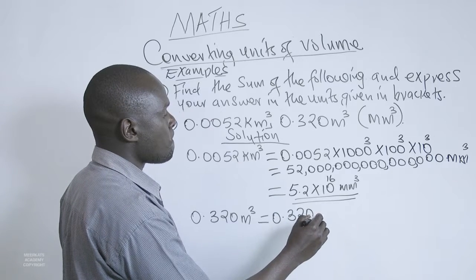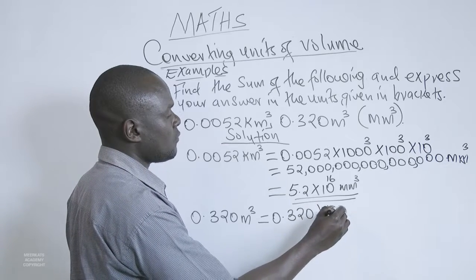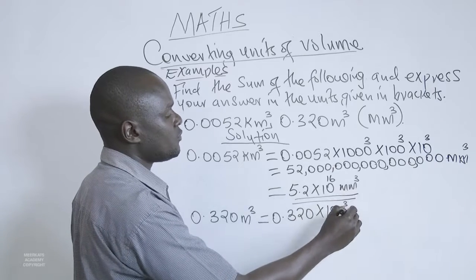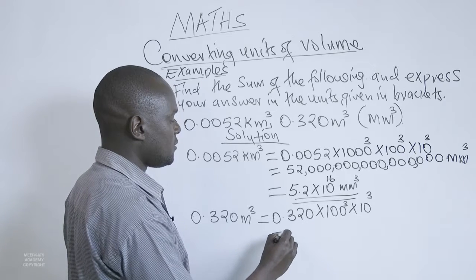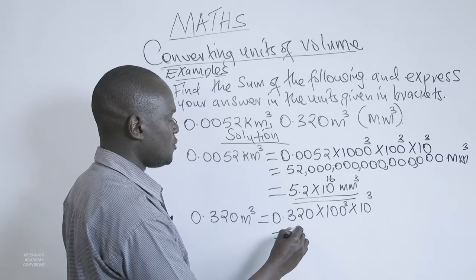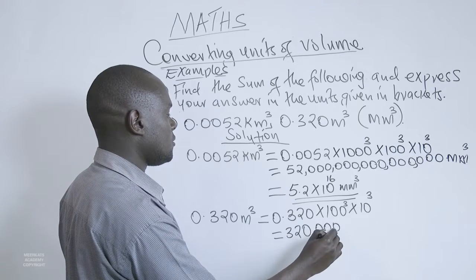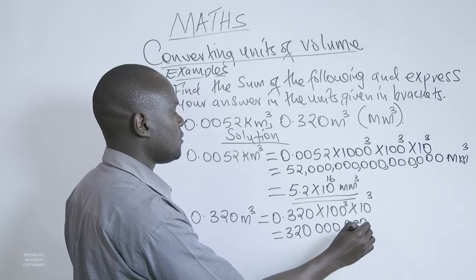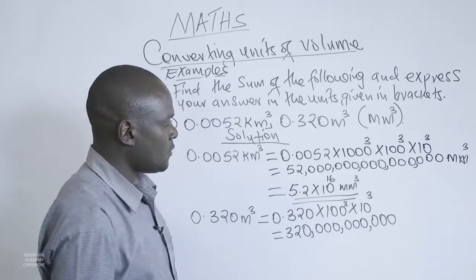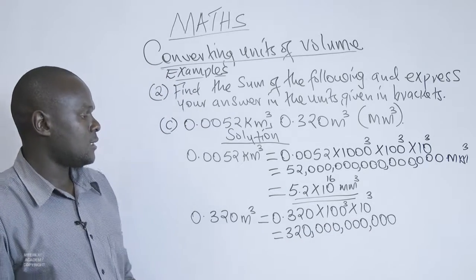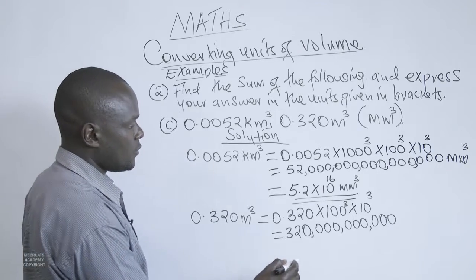0.320. To convert to cubic centimeters, we multiply by 100 cubed, and then to convert to cubic millimeters, we multiply by 10 cubed. This will give us 320 billions. So we need to add this.